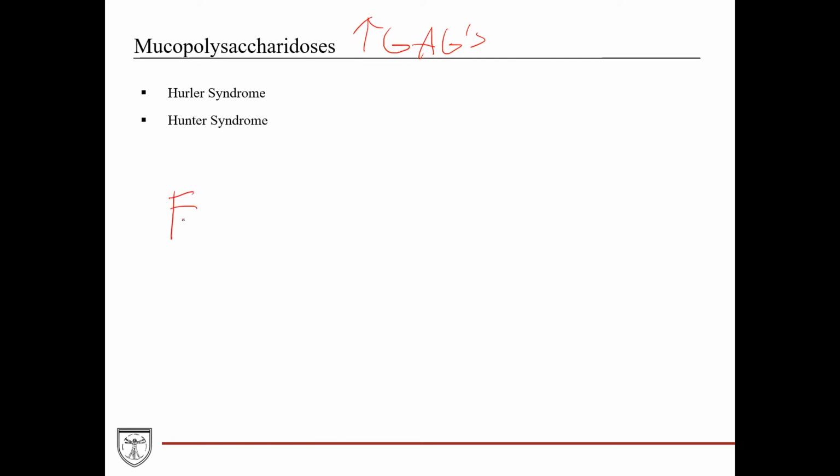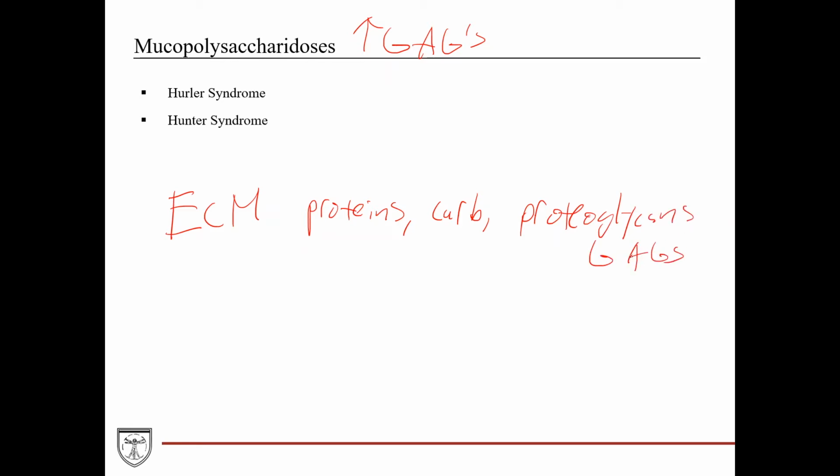So you have the extracellular matrix, just to give you a very basic overview of the basic pathophysiology in these disorders so it's easier to remember them. The extracellular matrix is composed of proteins, carbohydrates, proteoglycans, GAGs, and so forth. So what you need to do is essentially recycle these. You need to break them down and then replace them with new ones.